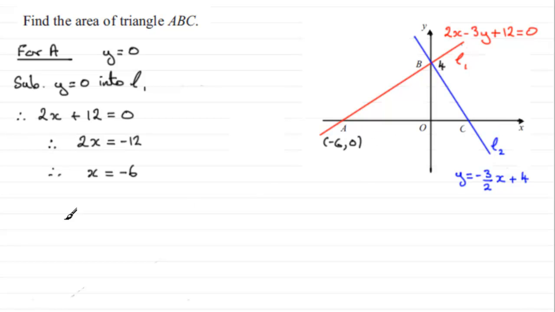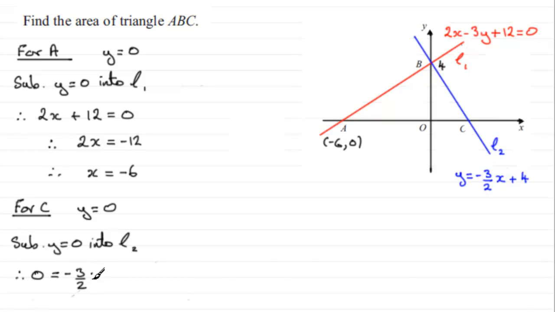Now we can do exactly the same for C. Only this time we're substituting y equals 0 into the equation for L2. So we'll say sub y equals 0 into L2. And if y equals 0 here, we're going to have therefore 0 equals minus 3 over 2x plus 4. And to solve this, I could add 3 over 2x to both sides. So if I do that, we'll better come down here actually.